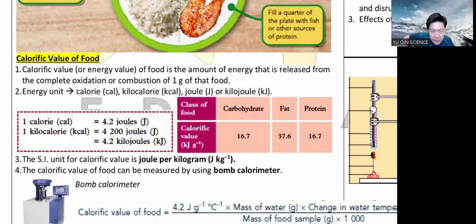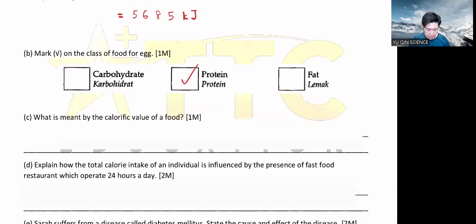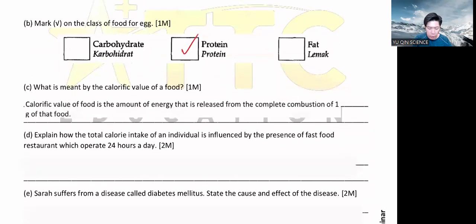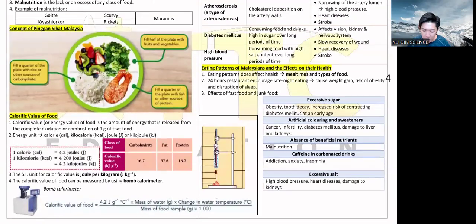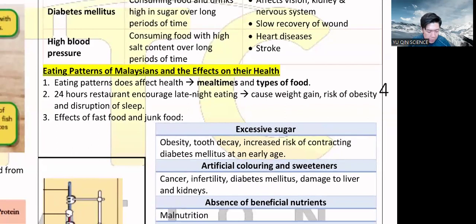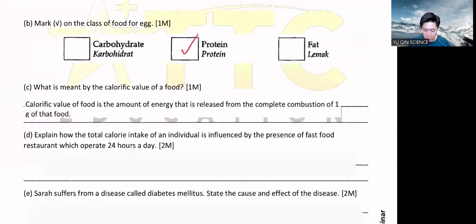I'm back. Okay, so you're done with the definition? Okay. So explain how the total calorie intake for an individual is influenced by the presence of fast food restaurants and 24-hour operation. Huh? There's such a thing? There's one part of this syllabus that talks about it. So there are two pieces of information given here. Number one, 24-hour. Number two, fast food.